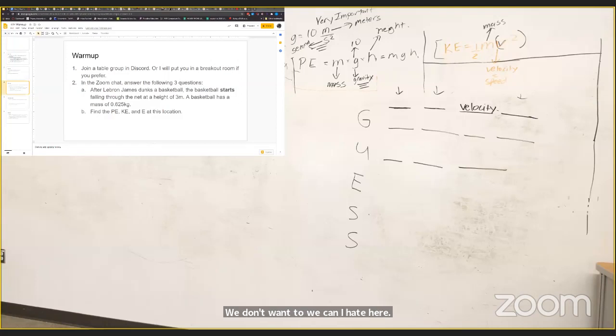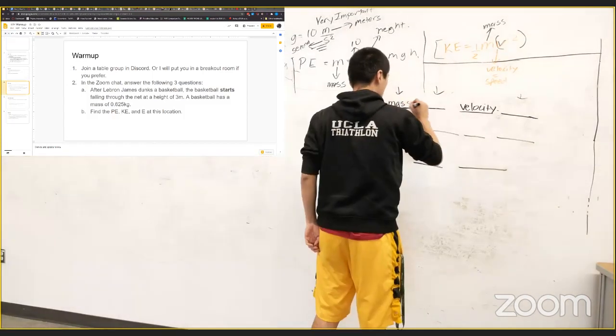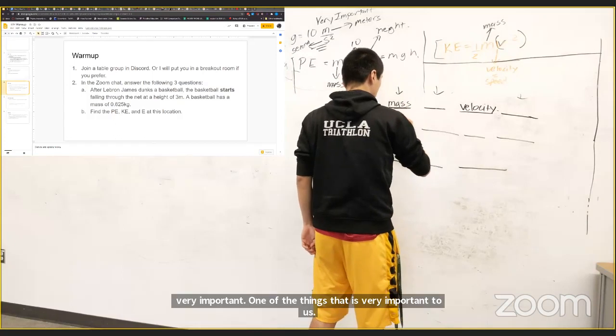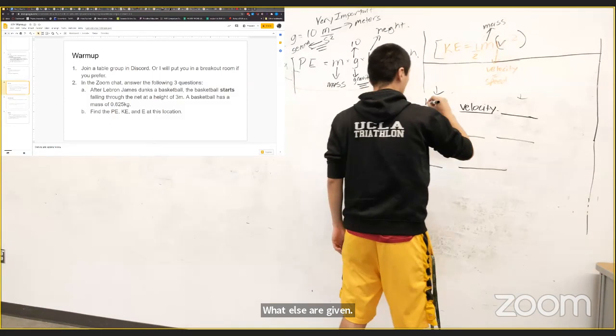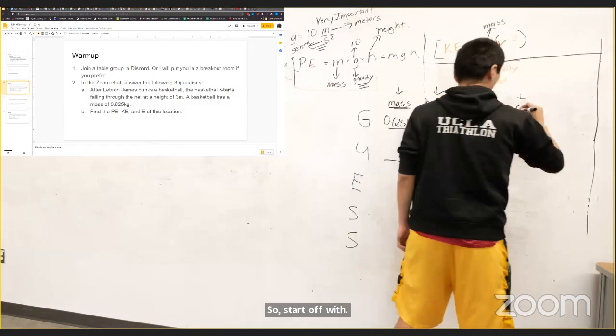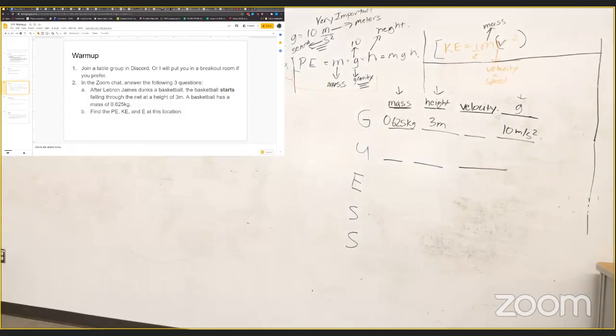To start off, we're going to quickly write down the things we're given. We are given a mass of 0.625 kilograms. We are also given a height, 30 meters, and we're given our gravity, which is 10 meters per second squared. Now, I've also told you that we are given a velocity. Does someone know what velocity we're given? What is our velocity?